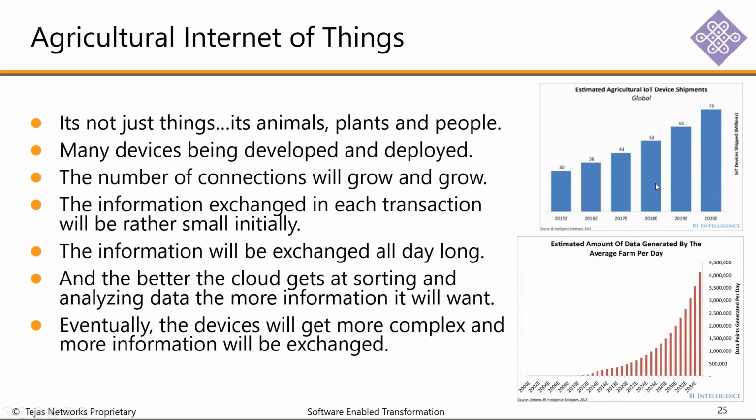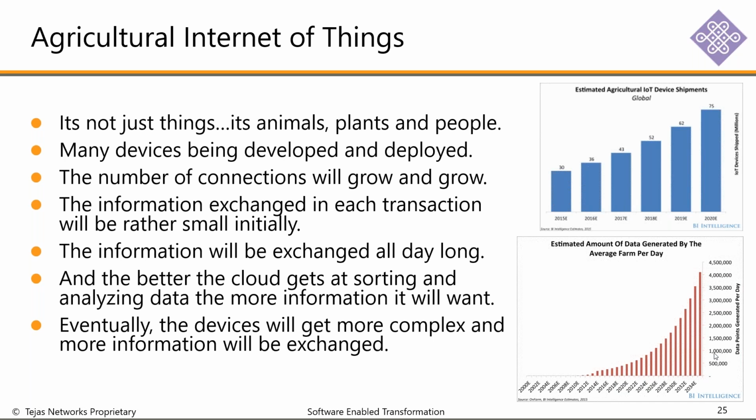So the estimated number of devices will grow from an estimate of 30 million in 2015 to 75 million just for agriculture globally, in a 5-year span. That's millions of devices, 75. And the average amount of data generated by the average farm per day will rise from almost nothing to, in the near future, a gig a day. Right? Continuously streamed at any point in time.